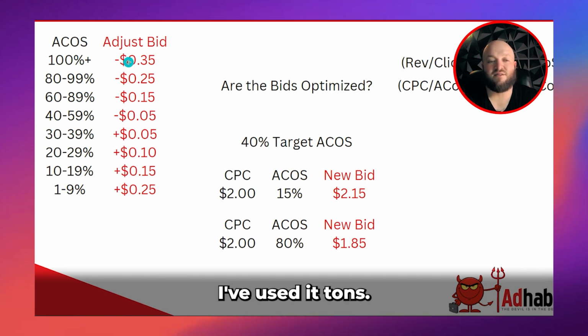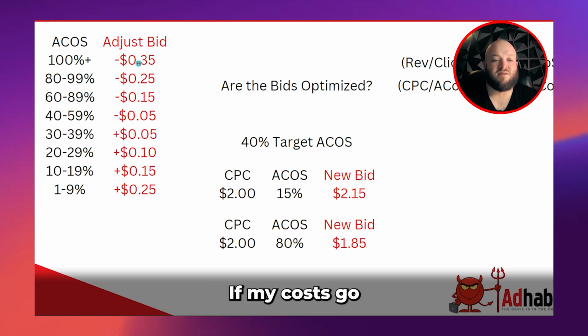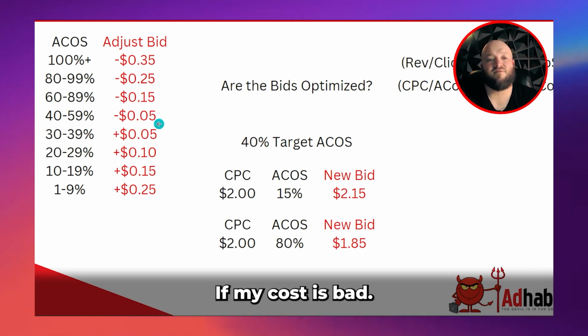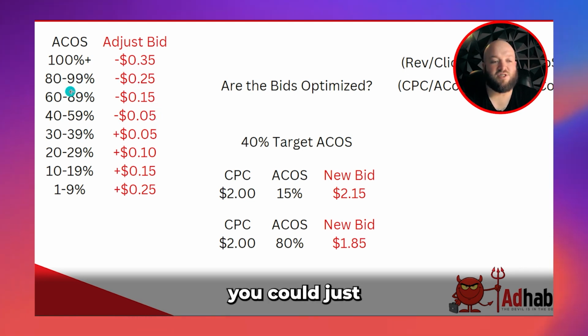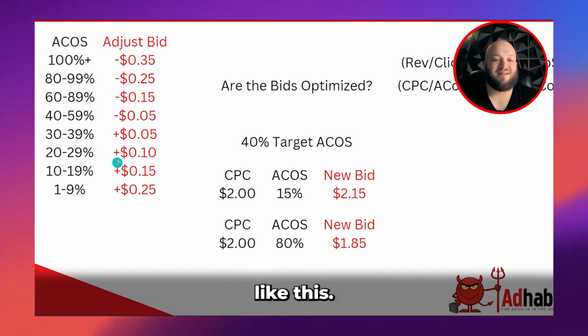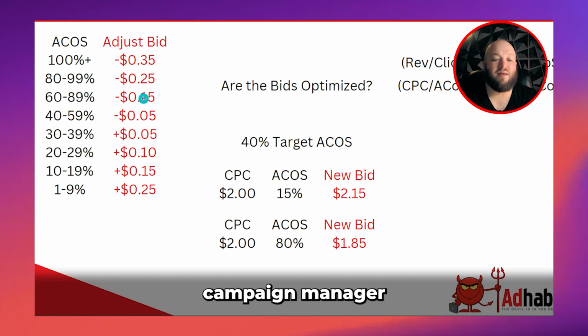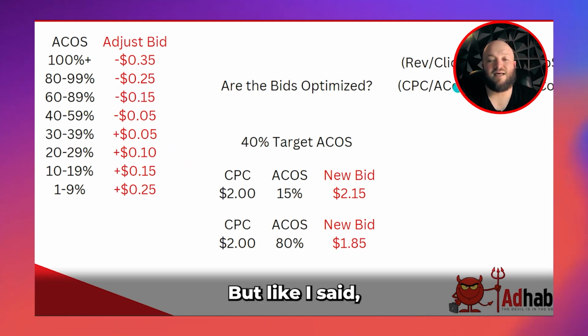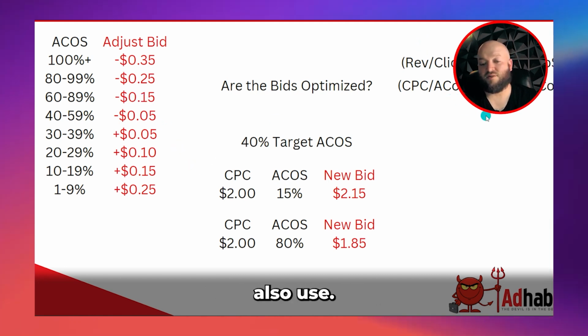Now, my friend Mina Elias loves to use the iterative method. I've used it tons. It works just like any other bid formula. Raise the bids above the cost per click if my ACoS is good, lower the bids below my cost per click if my ACoS is bad. So basically you could just set up a very similar chart, adjust it over time, and just optimize like this. It's much easier to do in Campaign Manager using it this way. But like I said, we have those bidding formulas that you could also use.